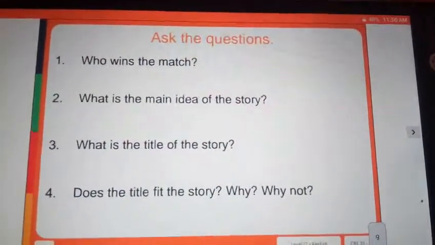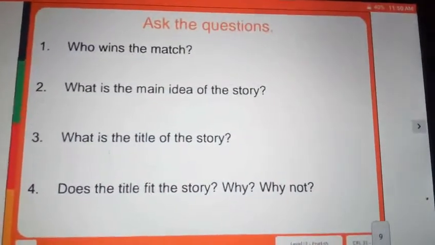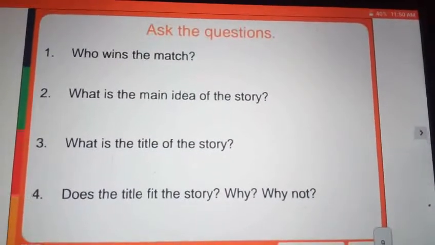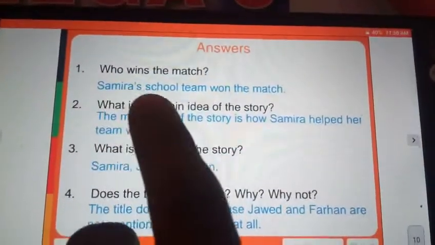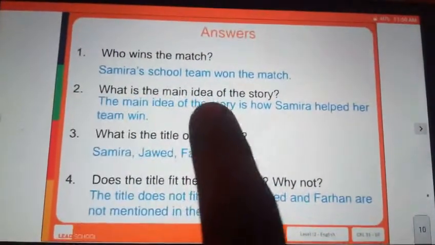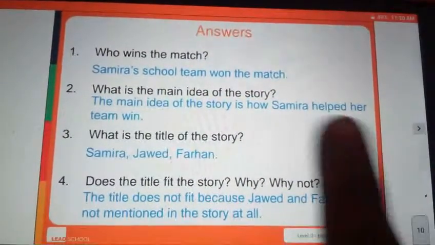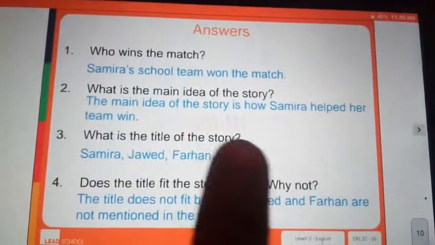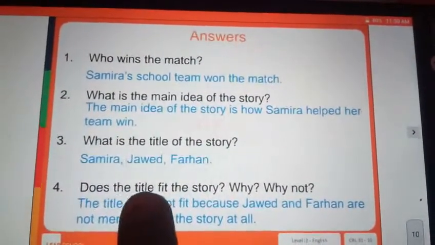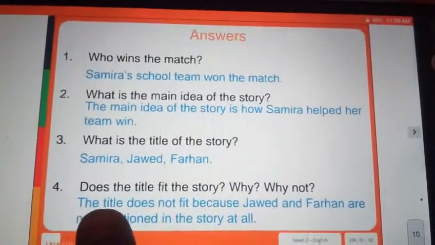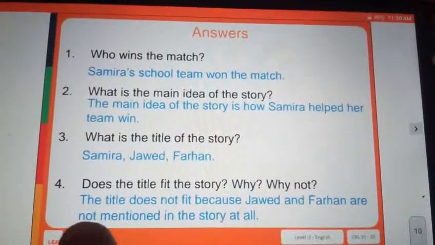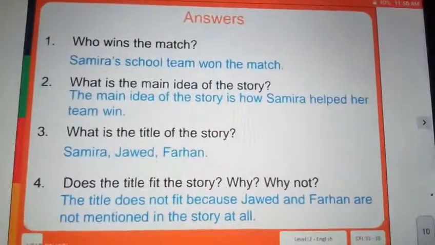What is the main idea of the story? What is the title of the story? Does the title fit the story? See the answers now. Yes, Samira's school team won the match. What is the main idea of the story? The main idea of the story is how Samira helped her team win. What is the title of the story? Samira, Jabbed, Forgone. Does the title fit the story? No, the title does not fit because Jabbed and Forgone are not mentioned in the story at all, right?